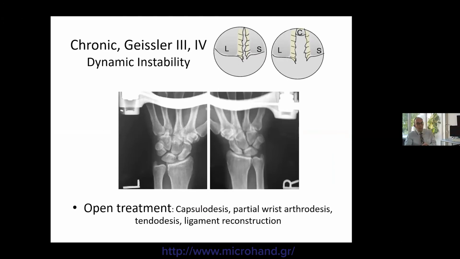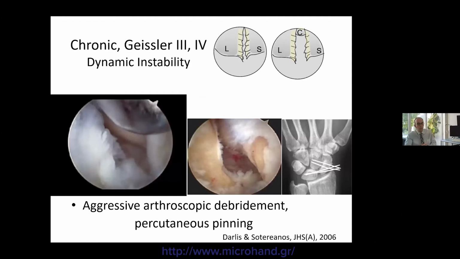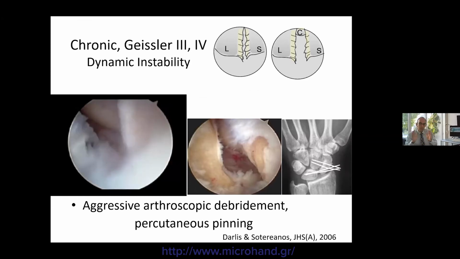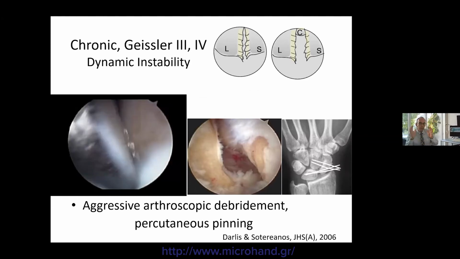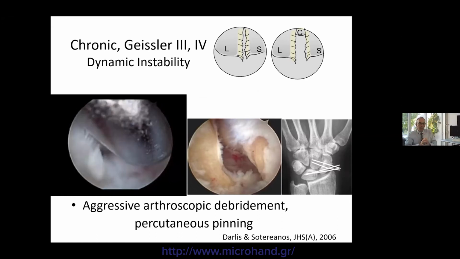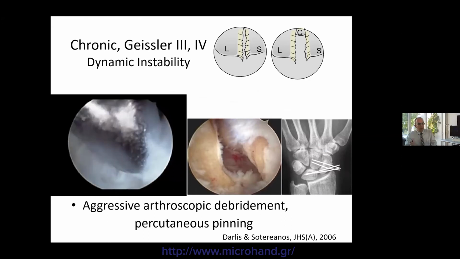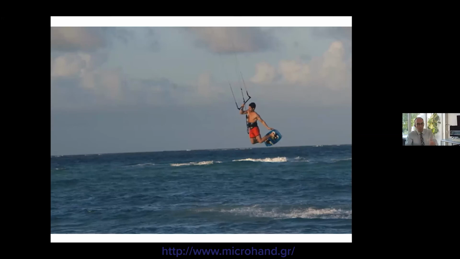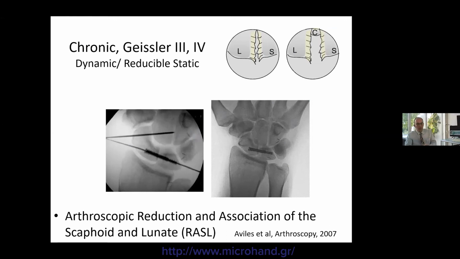Now, when you have a chronic tear with dynamic instability, there are a lot of open options, and we'll discuss them in a little while. But there is also an arthroscopic option in which you debride the opposing surfaces of the scaphoid and the lunate down to bleeding bone, and then you pin it in an effort to create scar tissue between the two bones and stabilize them. This is not a panacea. Obviously, it's a 70-30 procedure, but every now and then you get this kind of result, and you return back to that. But it still does not burn any bridges.